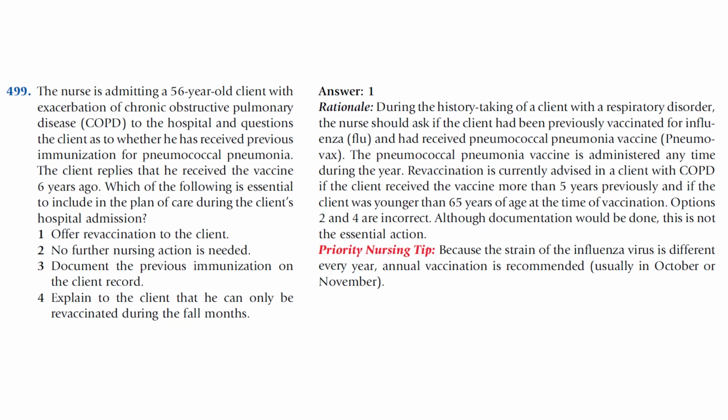Answer: 1. Rationale: During the history-taking of a client with a respiratory disorder, the nurse should ask if the client had been previously vaccinated for influenza and had received pneumococcal pneumonia vaccine. The pneumococcal pneumonia vaccine is administered any time during the year. Revaccination is currently advised in a client with COPD if the client received the vaccine more than 5 years previously and if the client was younger than 65 years of age at the time of vaccination. Options 2 and 4 are incorrect. Although documentation would be done, this is not the essential action.